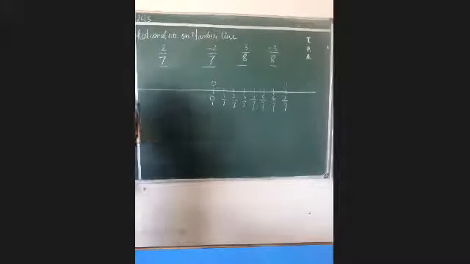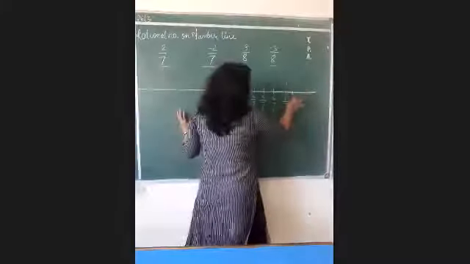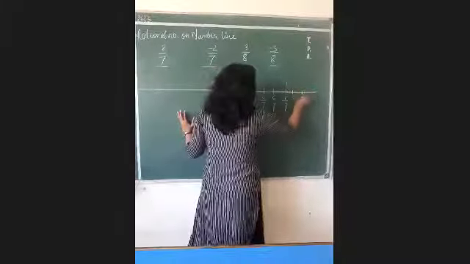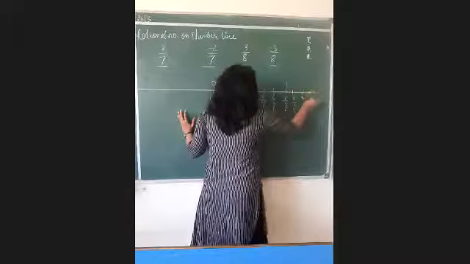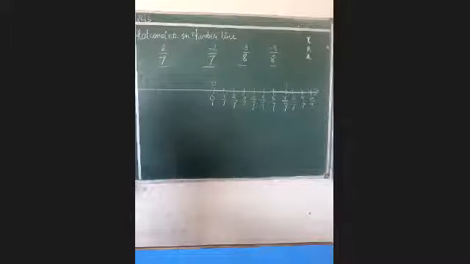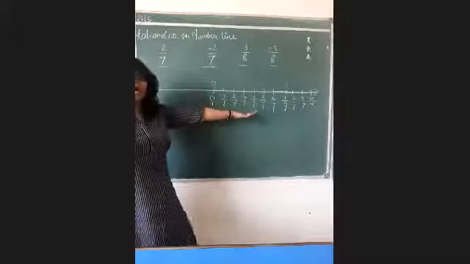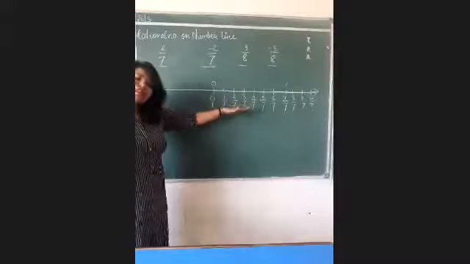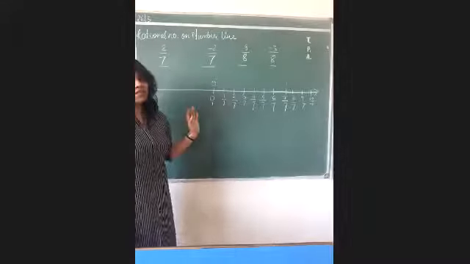And you know 7 by 7 means one whole. Now if you have to move beyond that, you can go beyond that also, like 8 by 7, 9 by 7, 10 by 7. Whatever is given in the question to represent, you can take that. Remember, proper and improper, all have to be solved in this same way.